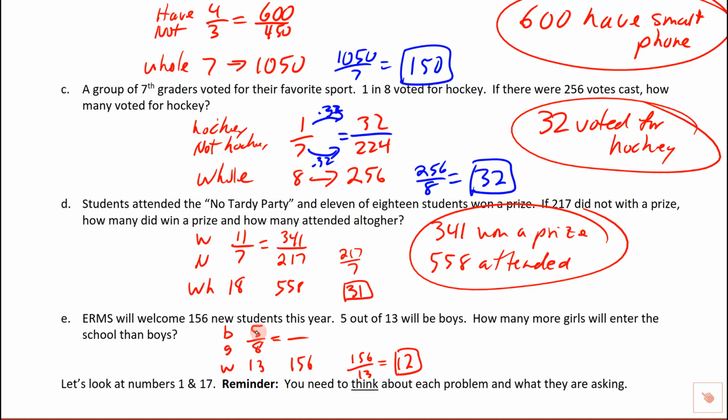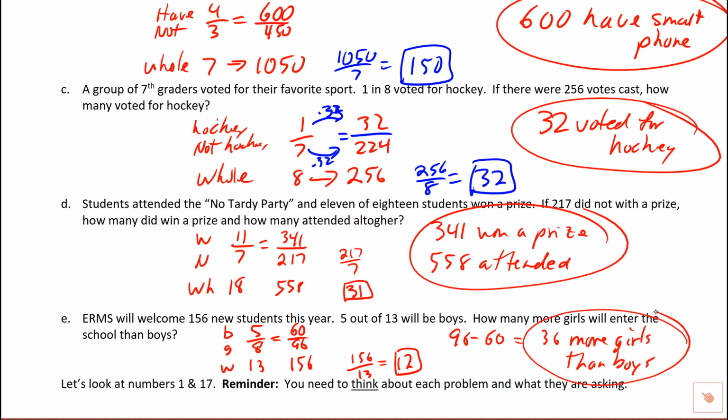So if I do 5 times 12, I end up with 60. If we do 8 times 12, we end up with 96. And 60 plus 96 is 156. And it says, how many more girls will enter the school than boys? So the girls are this one, the boys are that one. So we're going to do 96 minus 60. And we end up with 36. So we're going to say 36 more girls than boys.